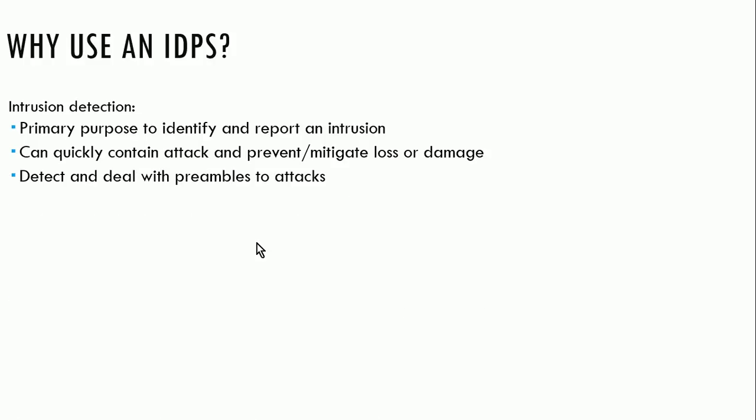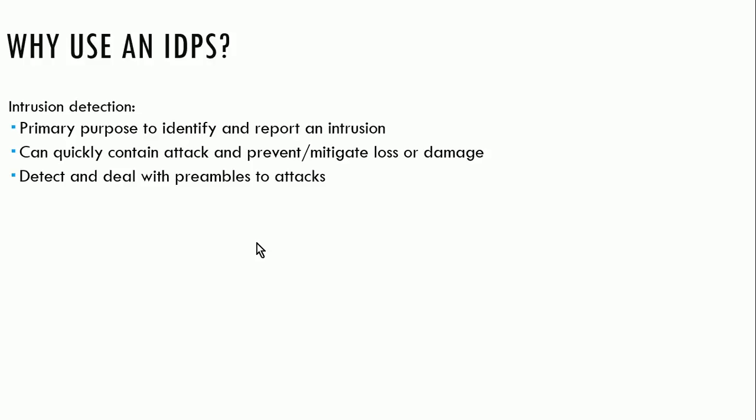Intrusion detection, of course, is the primary purpose. The primary purpose is to identify and report when there's some kind of an intrusion. And we can pretty much assume that if you're not using an intrusion detection system, it's not that the intrusions aren't happening, you just don't know about them. So an IDS just makes sure that you know about all of these incursions into your network.